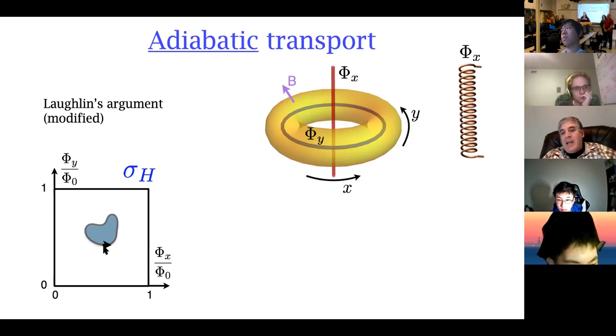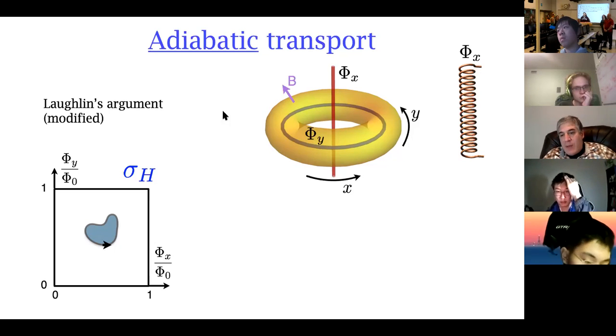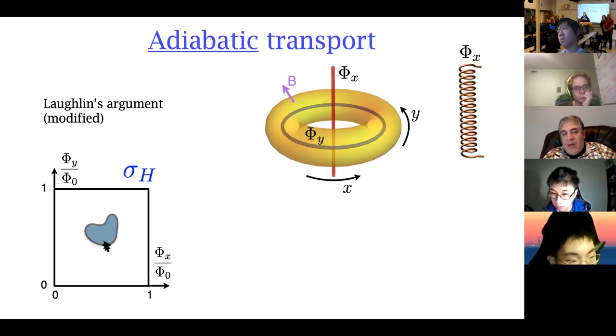Okay. So what you can do is you can take those fluxes, perform the closed loop in the flux space, and ask what will be the wave function of this many billion of electron problem when you come back to the original point. Well, roughly speaking, the wave function will come back to itself, because I move everything so slowly that almost nothing changes. It's all adiabatic. That's why we call it adiabatic transport. Adiabatic means that you change something very slowly.